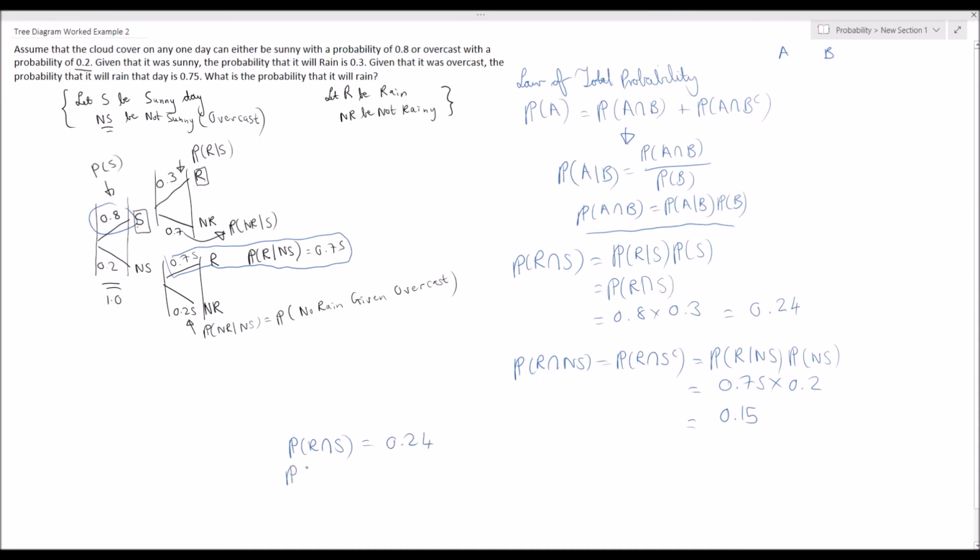So now we have the probability of rain and sunny day equals 0.24. We also have the probability that it was rainy and intersecting with not sunny, which is equal to the probability of rain and the complement of a sunny day, which is equal to 0.15. And then we want to figure out what is the probability that it was raining. And according to the law of total probability, the probability that it was raining is the probability of rain and sun plus the probability of rain intersecting with the complement of a sunny day, which is equal to 0.24 plus 0.15, which is equal to 0.39.